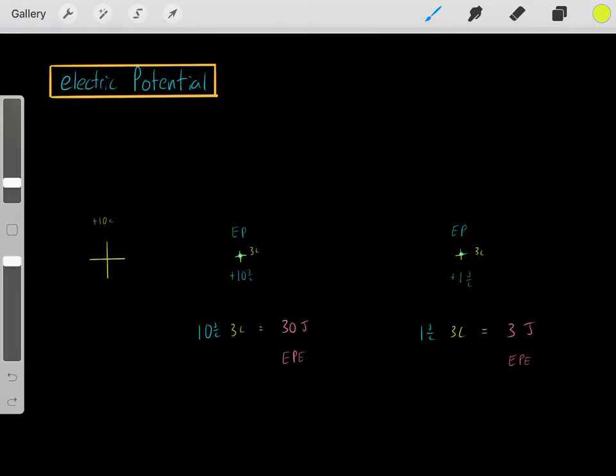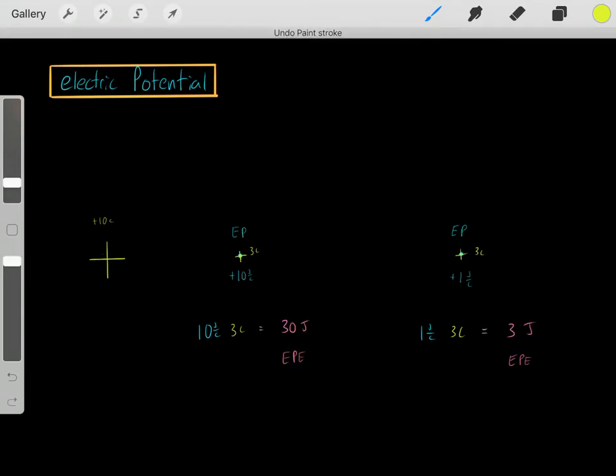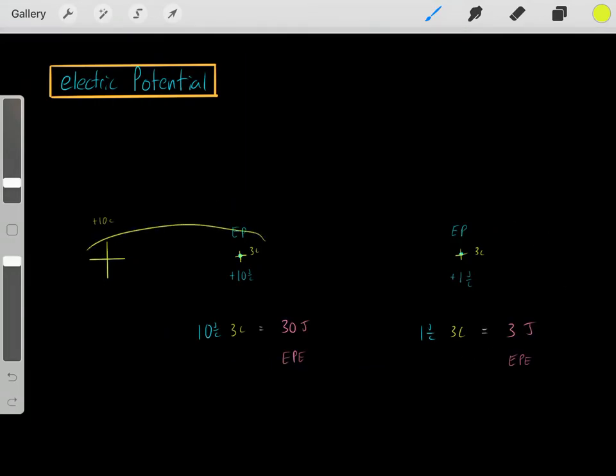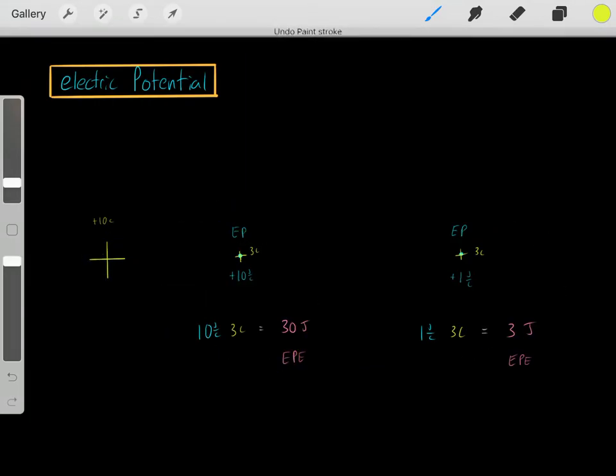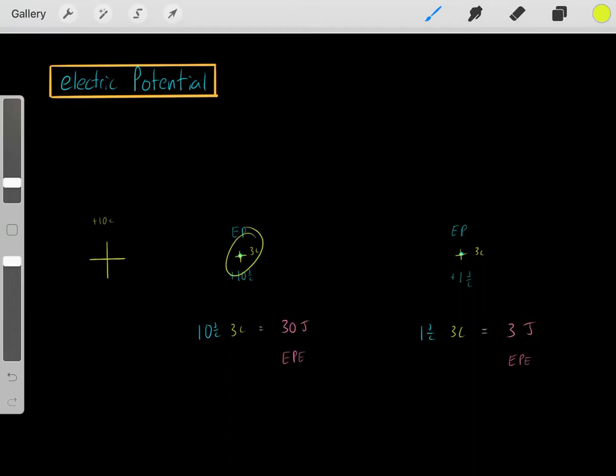However, as this charged particle moves towards regions of lower electric potential, we have a system that goes to a lower energy state. When the charged particle is here, we have 30 joules of energy. When the charged particle moves here and now it's here, now we have 3 joules of energy in the form of electric potential energy. So as that positive charged particle moves in this direction, the system goes to a lower energy state.